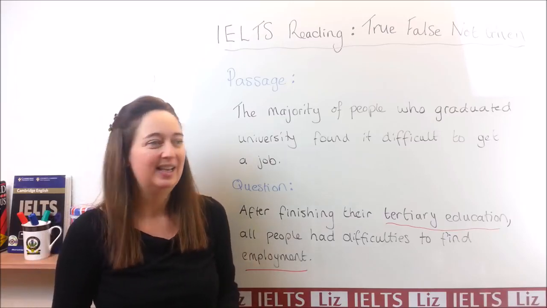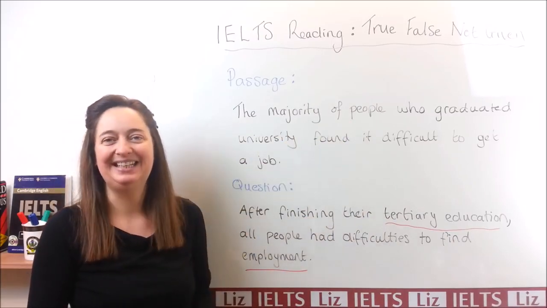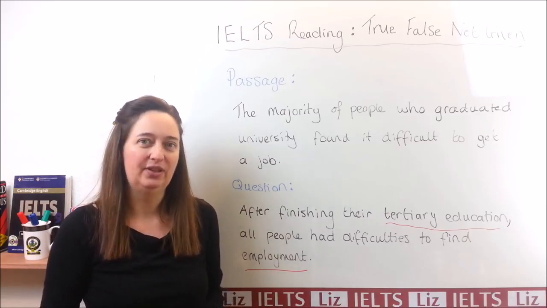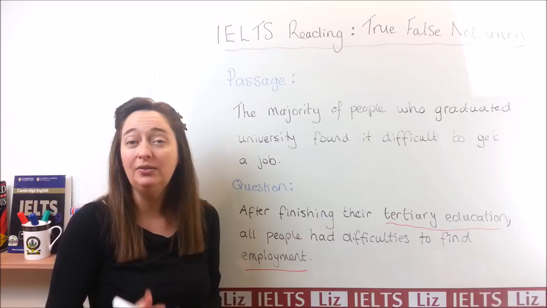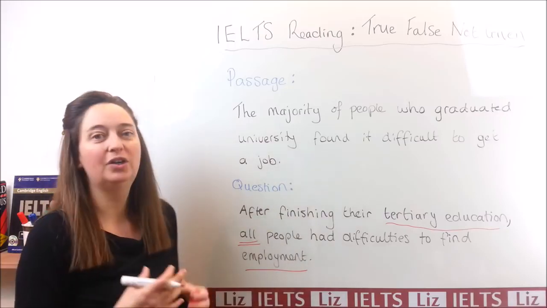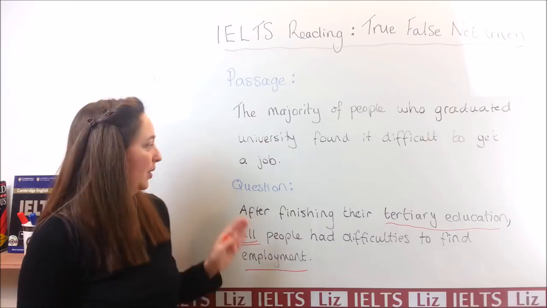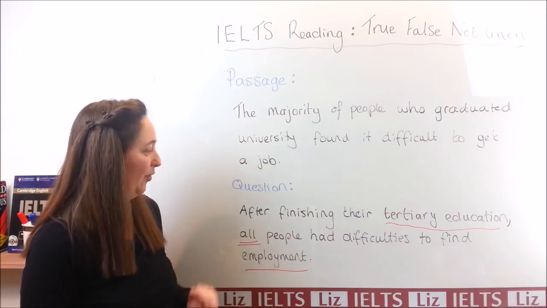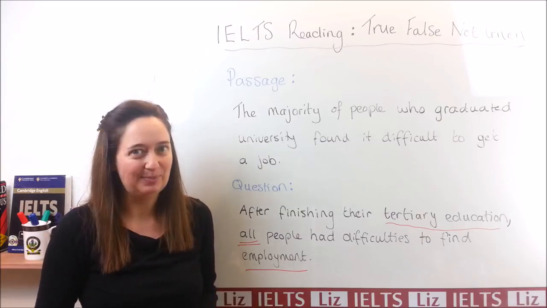Now, many students can see that a lot of the information is matching, and immediately they decide the answer is true. But you need to be more careful than that. It's not about matching keywords, it's about matching all of the meaning. So here we're going to take a look at this. The word all. All means 100% of the people. So after finishing their university education, 100% of those people had difficulties to find work. That's the actual meaning of the statement.